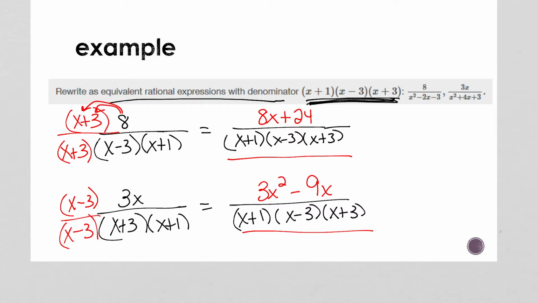Now at this point, we could add or subtract these numerators if we wanted to. But they're not asking us to do that. They're just asking us to rewrite them.